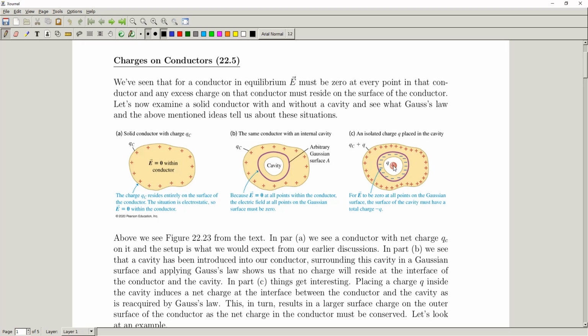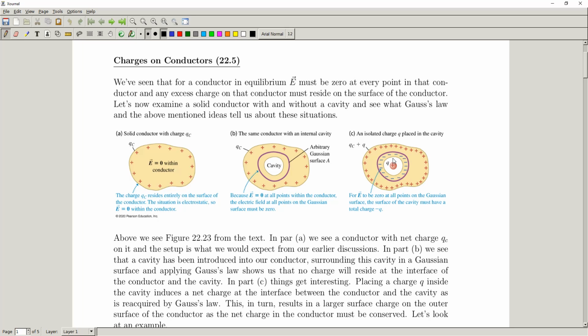But now, what if we put a charge inside our inner cavity here? What's going to happen in this case? Well, by the same logic, if we wrap the inner cavity in a Gaussian surface, we can see that if these charges here didn't migrate, we would have a net positive charge inside, and we would end up with an electric field at our Gaussian surface again. So clearly that can't happen. What ends up happening is this positive charge that we've put inside the cavity induces a negative charge on the inner surface, the boundary between the cavity and the conductor.